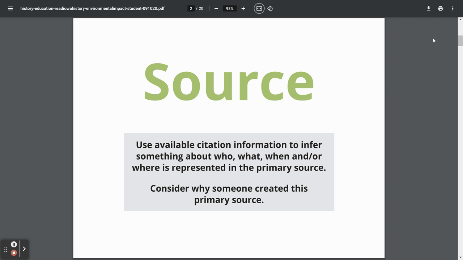If you think back to our Buxton unit, we did something like this with our first image on Center Street. We asked what we could see in the source, the image, and why someone wanted to create it. This is similar to this step here.